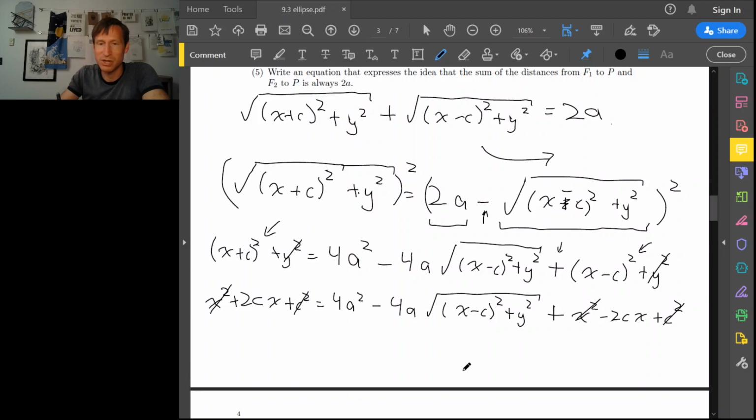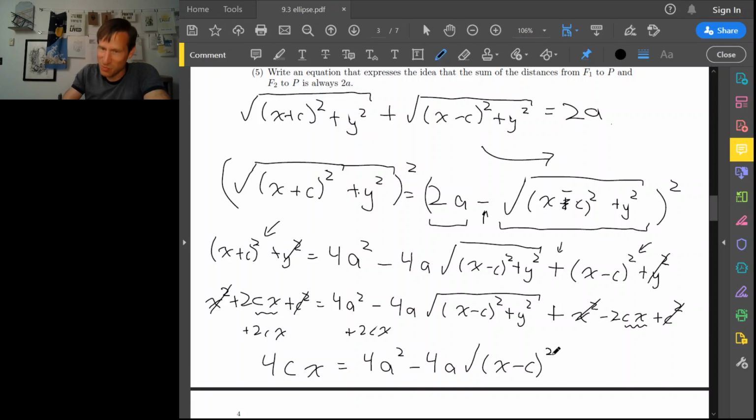All right, that's looking pretty good. Also, look, we have two terms that have c times x. So let's gather those together by adding 2cx to both sides of this equation. We get 4cx equals 4a squared minus 4a times the square root of x minus c squared plus y squared.